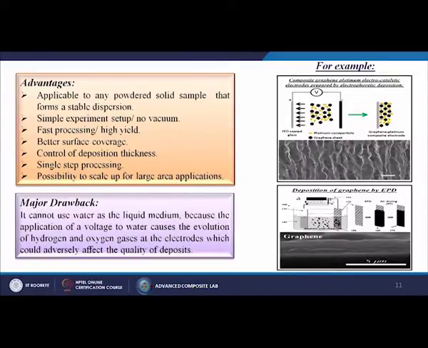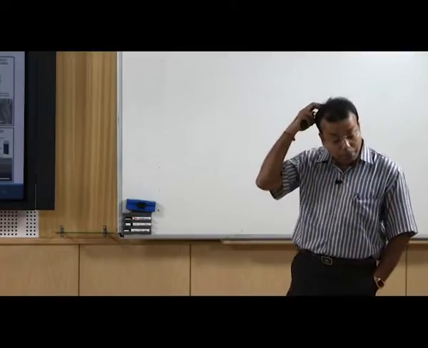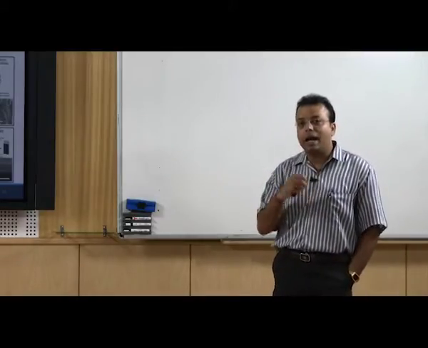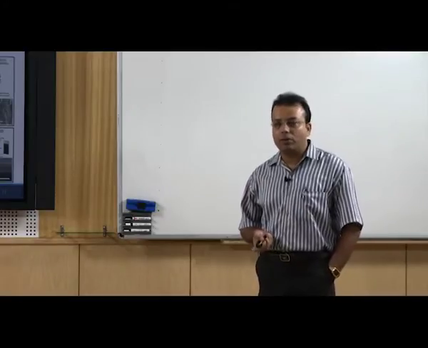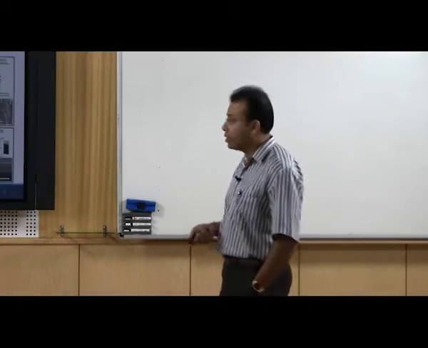There are also certain major drawbacks. So, what are those? It cannot use water as the liquid medium, because applying a voltage in water causes the evolution of hydrogen and oxygen gases at the electrodes, which could adversely affect the quality of the deposits. Yes, of course, because when we apply a potential difference inside water, it generates hydrogen and oxygen gas which will stick onto the cathode and anode materials and slow the reaction rates.